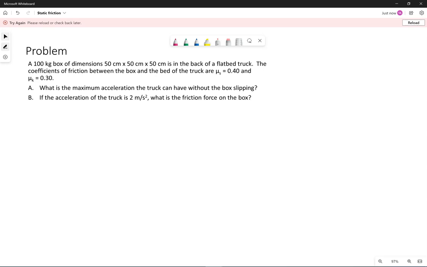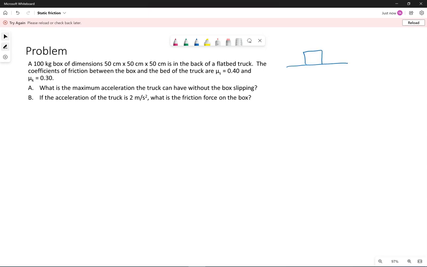All right, so a problem for us to look at static friction on. We have a box in the bed of a flatbed truck. We have the coefficient of static friction and coefficient of kinetic friction. What's the maximum acceleration the truck can have without the box slipping? And then what is the friction force if the acceleration is 2 meters per second squared?